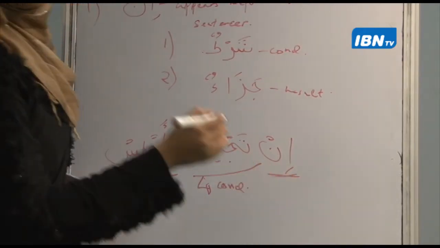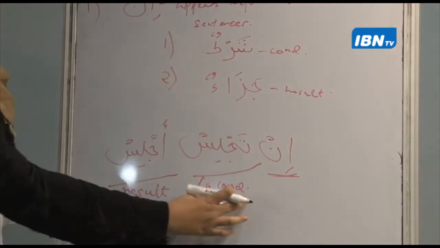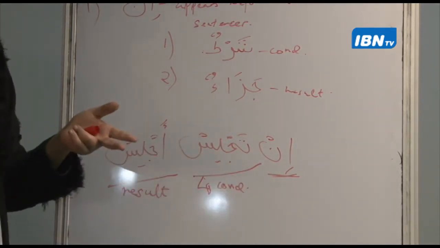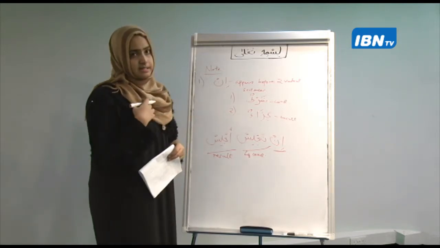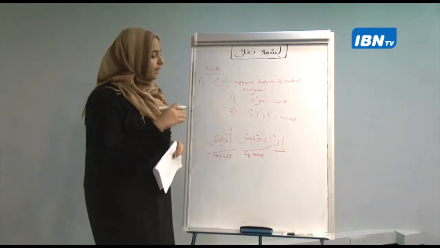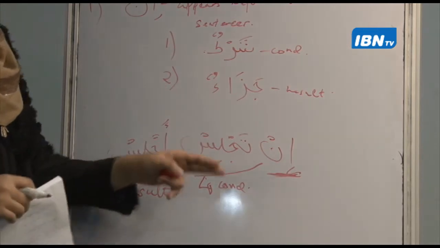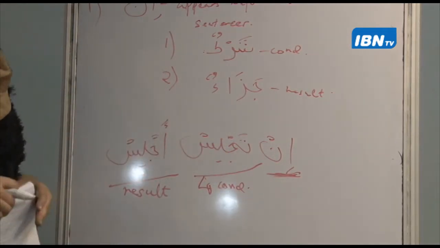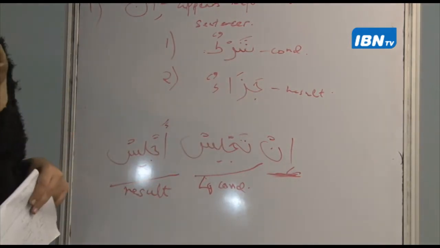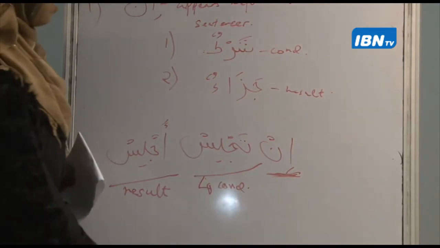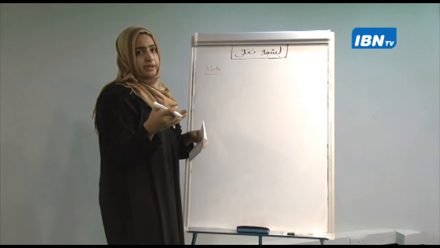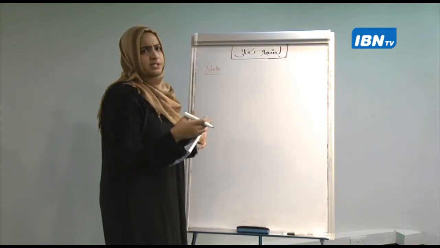The point here is that this in comes before the condition, before the shart, and before the jaza. You will not find it in the middle. So I cannot say something like tajlis in ajlis, that doesn't make sense. Or I cannot say tajlis ajlis in, doesn't make sense. The particle in will come before the condition, you sit, and before the result, meaning I sit. So that was the first point to note. I hope it's clear what I mean. Now if I say shart or jaza, you know what I'm referring to. Condition, result. This is more like conditional sentences you learn in English, right?